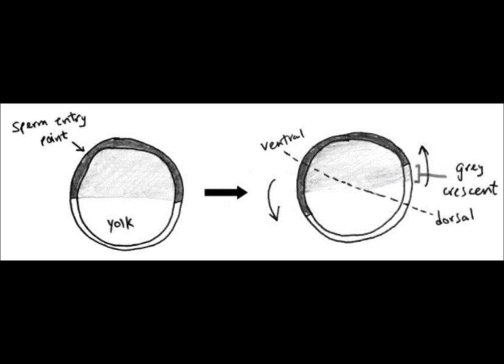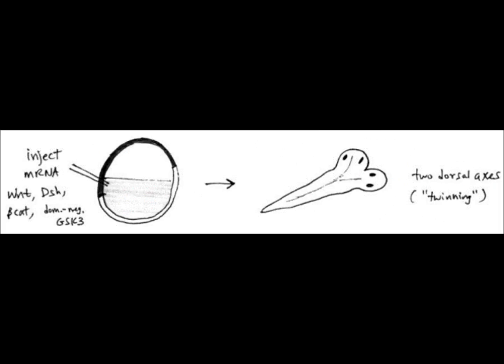Now this is done with the activity of microtubules, and if the activity of microtubules is disrupted by the application of UV light, cortical rotation will not occur. Interestingly enough, when cortical rotation does not occur, the embryo does not develop any dorsal structures and is ventralized.